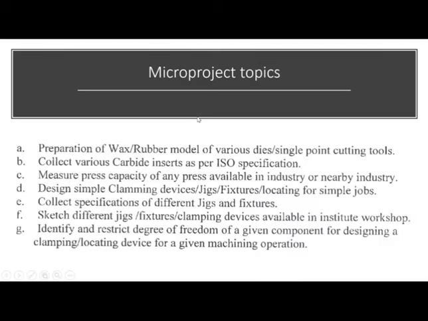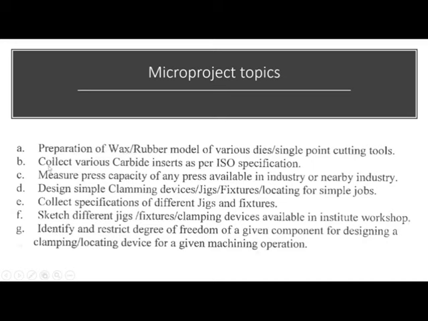So during this semester we have to perform some projects. Each group will be assigned a micro project, from which you may select any of these topics. The first one is the preparation of a wax or rubber model of various dies and single point cutting tools. We use different dies and single point cutting tools that we observe in the workshop. We have to prepare the model of that die or single point cutting tool from wax or rubber.